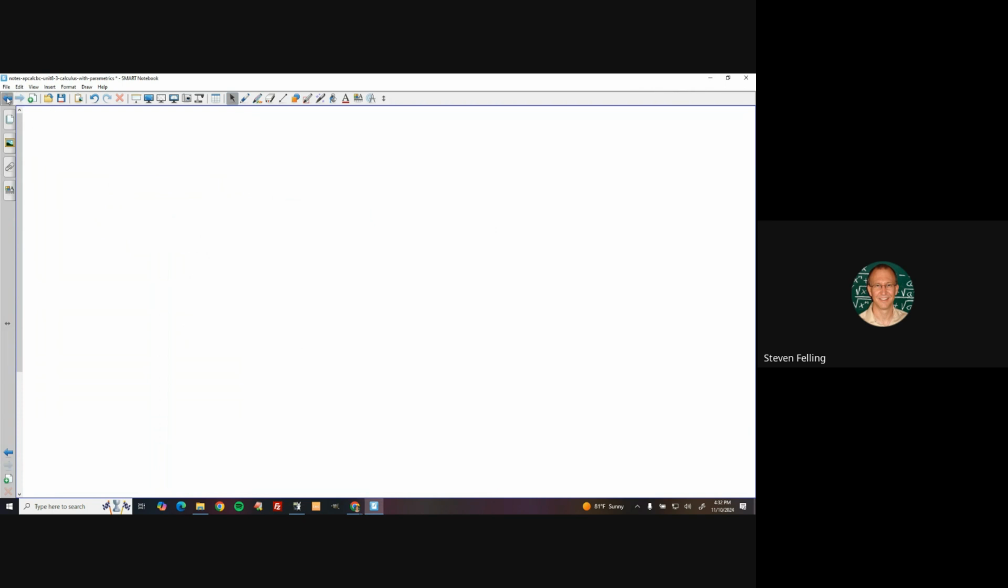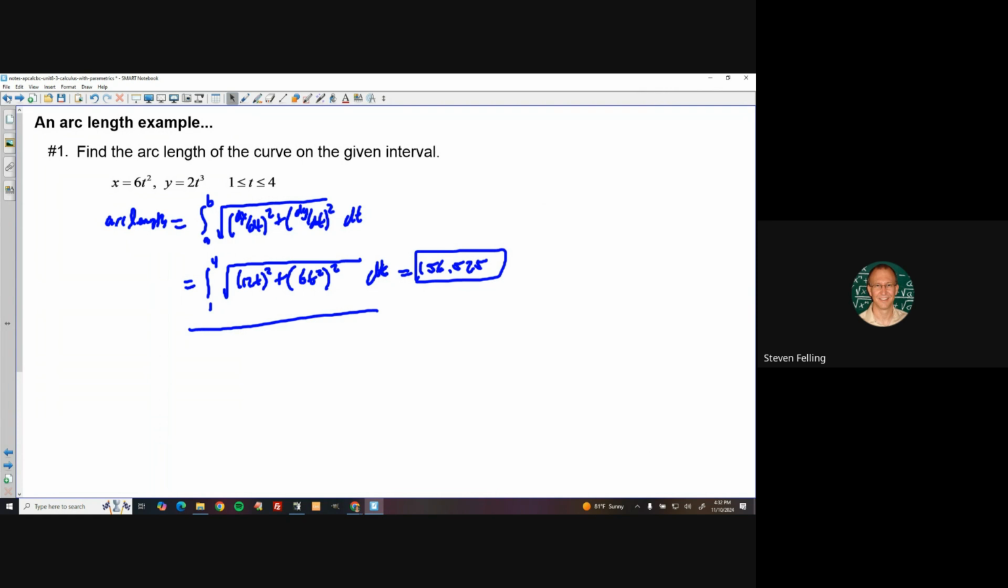So this should be the easiest problems on the test would be arc length. But we do have to memorize these functions. All right.